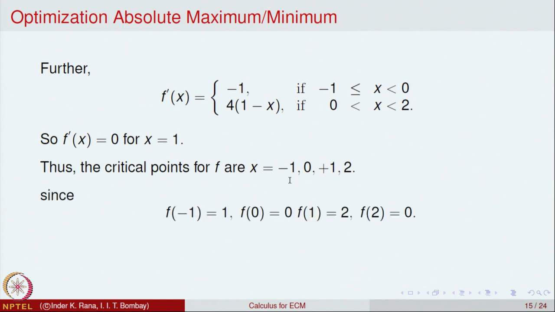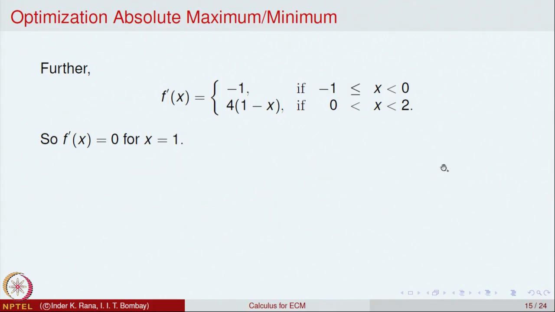F at -1 is equal to 1. F at 0 is 0, f at 1 is 2, and f of 2 is equal to 0. These values are computed by looking at the expression of the function which is given to us.